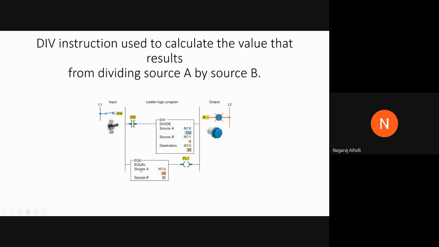Then next, when the second rung becomes true, it will check the value in N7:4, that is 30, with the value in B, that is 30. If both are equal, then the PL1 lamp will glow. The pilot lamp one will glow here. That is, the output lamp will glow.